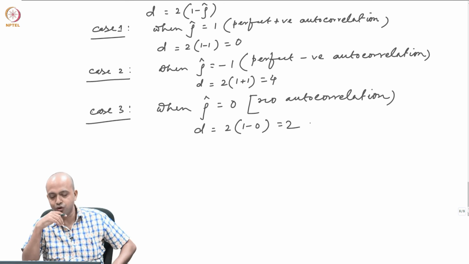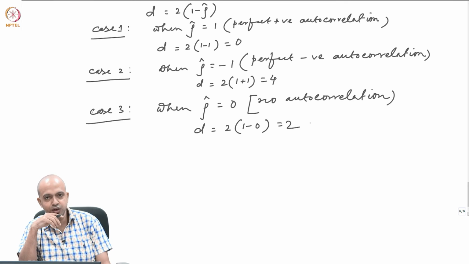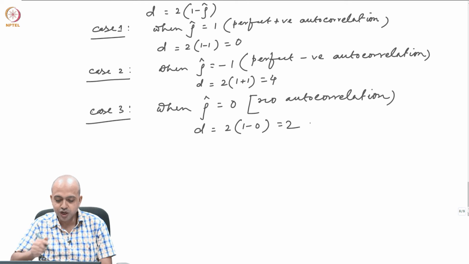So, depending on the values of d, we can easily understand whether there is any presence of autocorrelation or not. A value of D in the neighborhood of 2 will indicate that there is no autocorrelation problem in your data set. Okay?